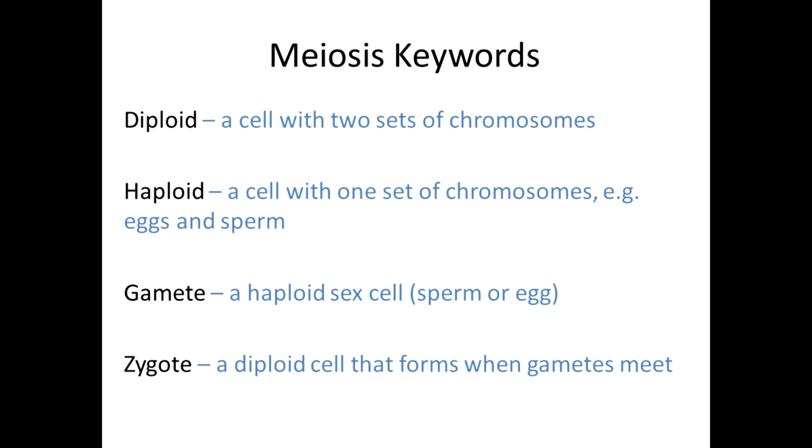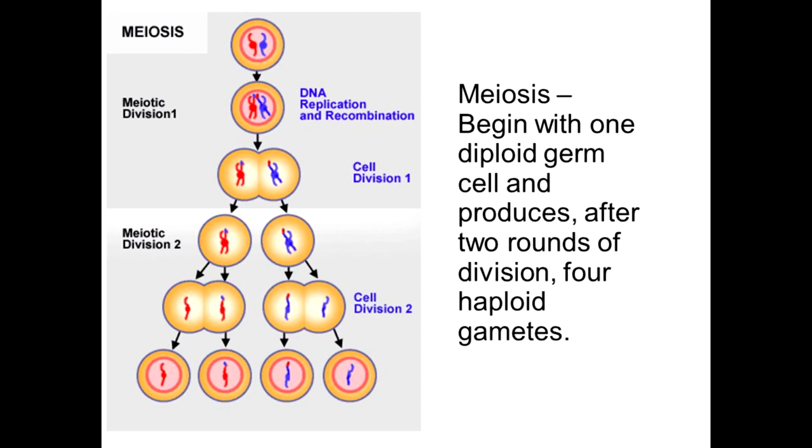Now, it's very important to familiarize yourself with these words, in particular, diploid and haploid. With meiosis, we first of all start off with a diploid germline cell, and we end up with haploid gametes. Why this is important is because as a human being, we all have 46 chromosomes in our cells. However, if the sperm and egg were to meet and they both had 46 chromosomes each, that would lead to a doubling of chromosomes and you'd end up with 92 chromosomes.